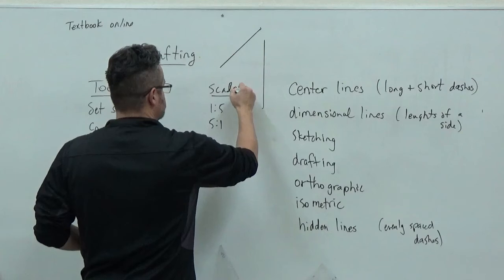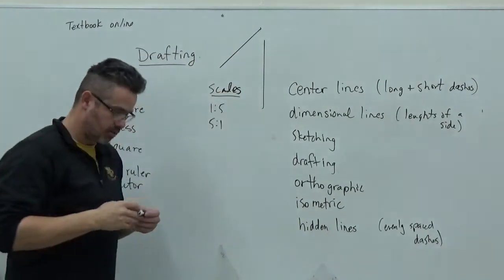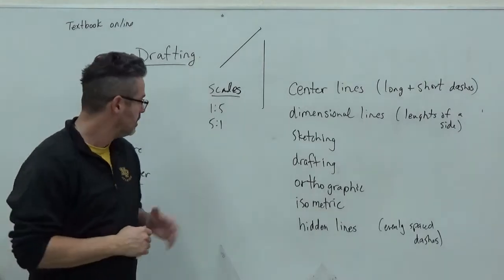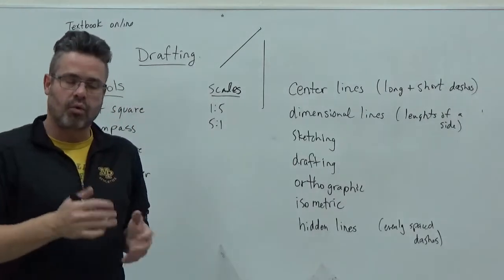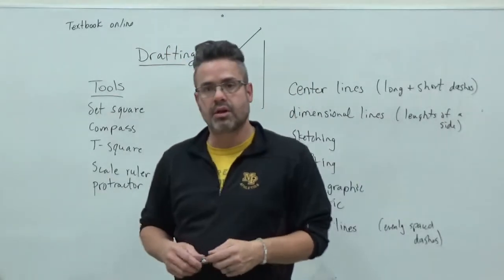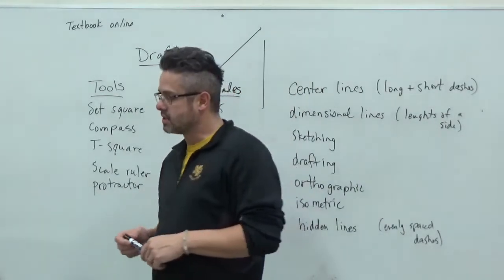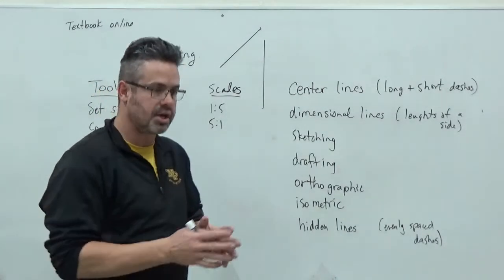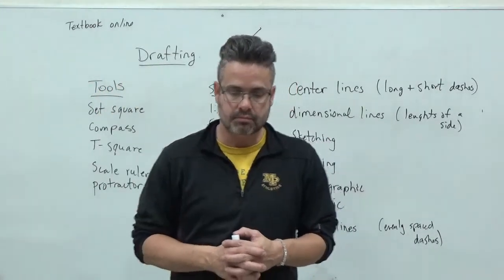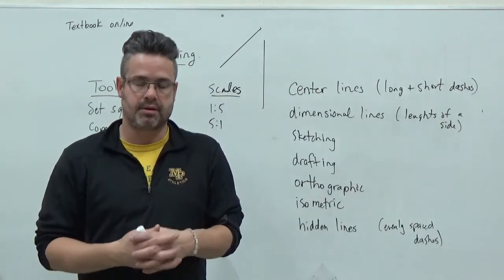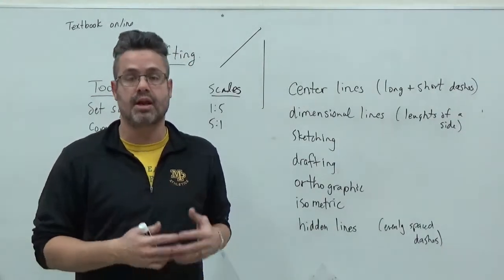We've got different scales that we talk about. Reduced scales, enlarged scales, that's one of the questions that I've given you. 1 to 5, 5 to 1. What's the difference between those 2 scales? I want you to go through your textbook, and you're going to find a page that talks about scales. Enlarged and reduced scales. If you think of a map, a map is a reduced scale drawing.